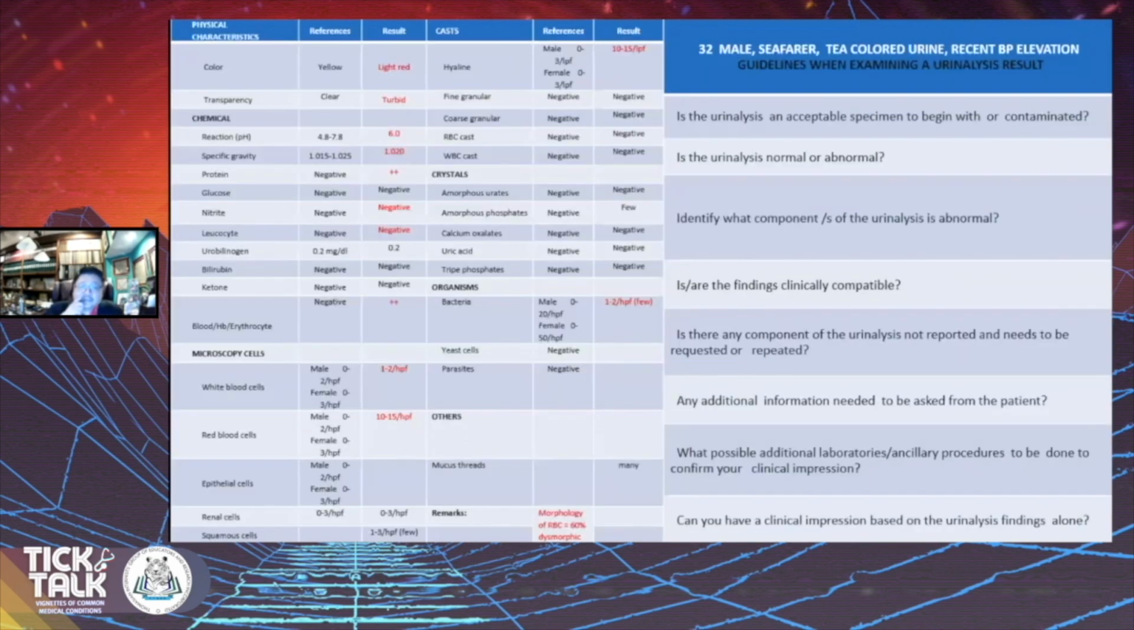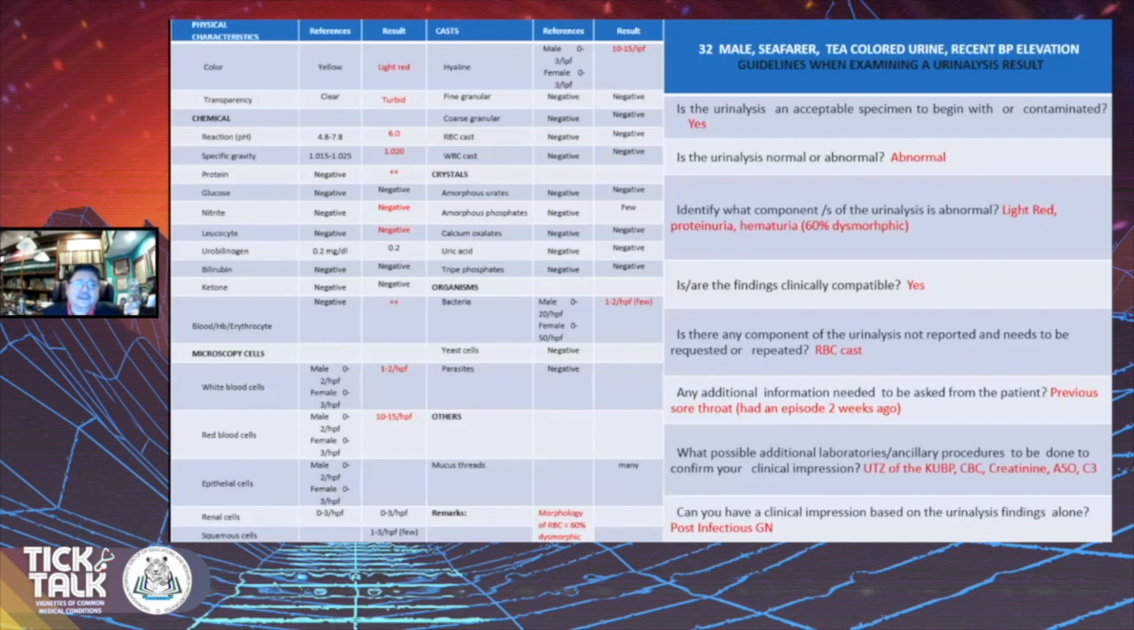So let's see the guidelines. Let's answer, is the urinalysis an acceptable specimen to begin with? Yes. Abnormal, definitely abnormal. What are the components that are abnormal? Light red, proteinuria of 2+, hematuria 60% dysmorphic. When you say dysmorphic, doctors, you will ask me how much dysmorphism will be significant for us to consider some glomerular problem. There's no definite answer, but the higher the percentage of the dysmorphism, the more clinically correlated, the more important it is. So the higher the dysmorphism, the more it is glomerular in origin.